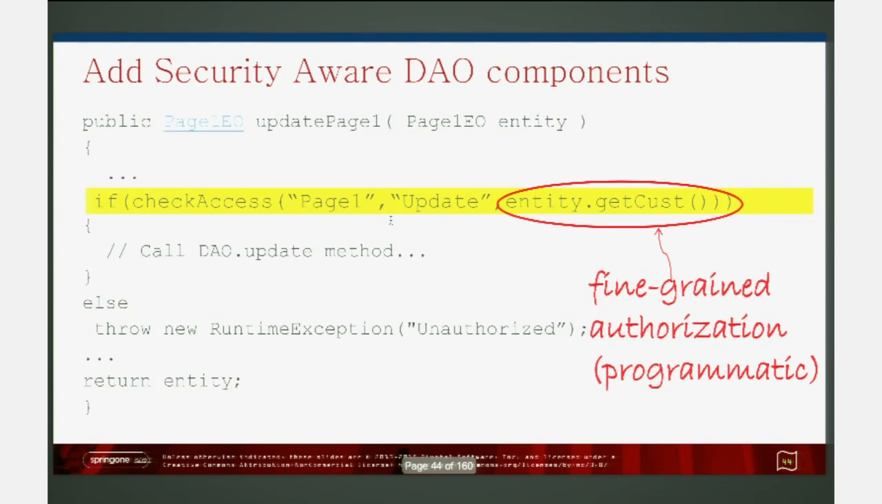All right, so how we chose to do it, this particular demo is using the MyBatis object relational mapping framework. This is just one example of how it could be done. You could use JPA, whatever, it doesn't matter. But in this particular case, we have an example of the data access object for page one. And you can see on the update, it's making a programmatic invocation into check access. And if that user does not have a role that has the object page one, operation update, and that particular customer number, that will throw a runtime exception and it will fail.